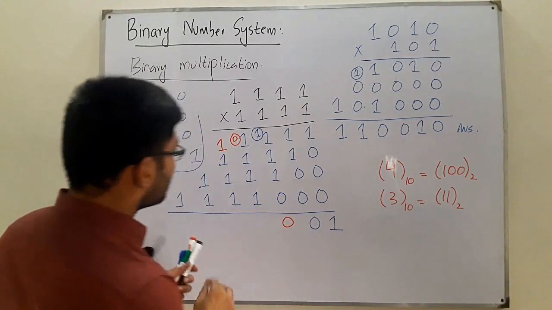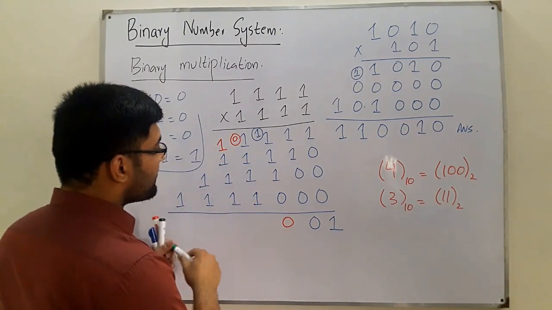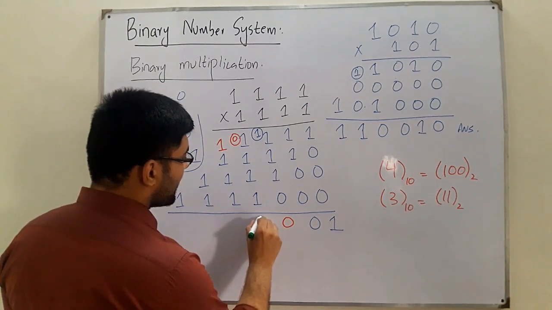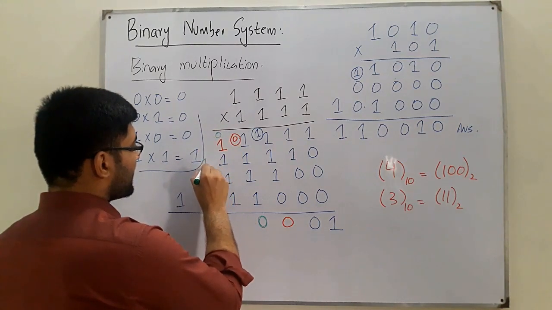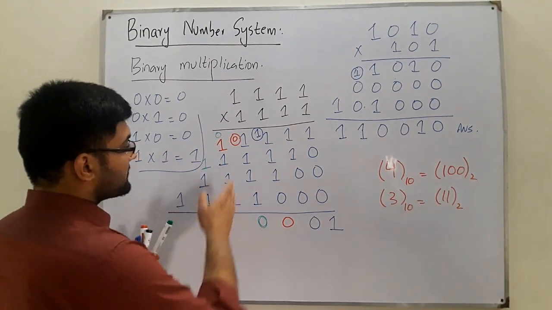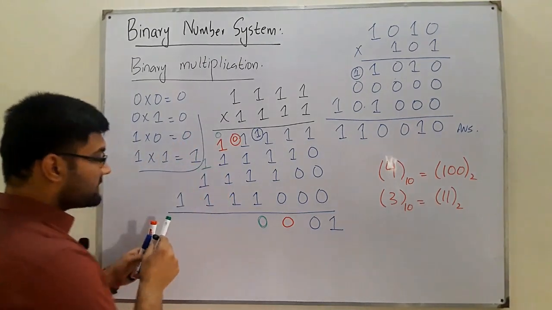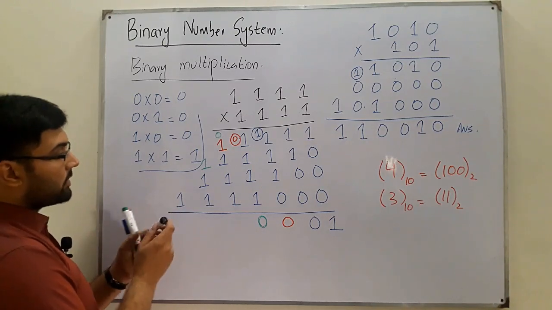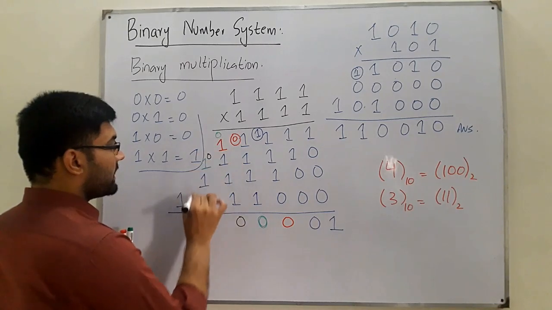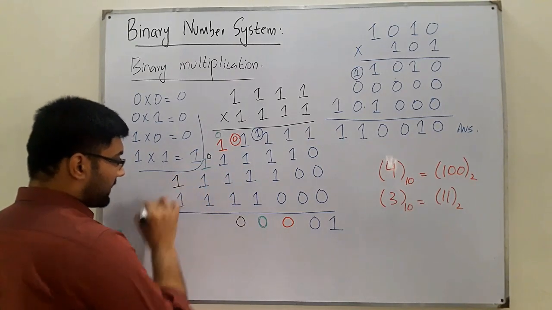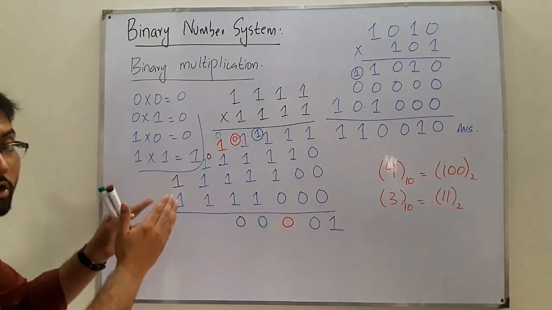Now this one, 1 plus 1 plus 1 plus 1. Again, we have 4 ones, which makes it 0, a carry 0 over here, and a carry 1 over here. So this one is done. Now this one. Again, we have a group of 4 ones. So 0 is over here, 0 is over here, and 1 comes out to be here. Okay? You just shift the ones and the zeros, alright?